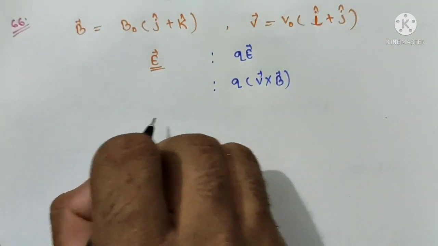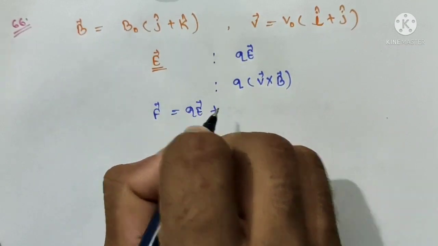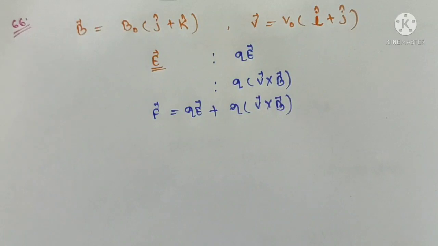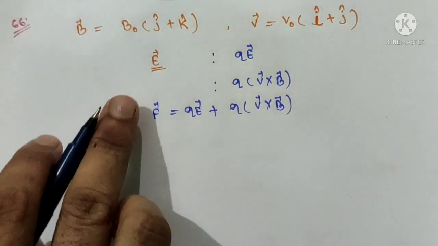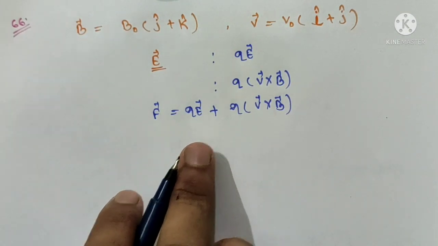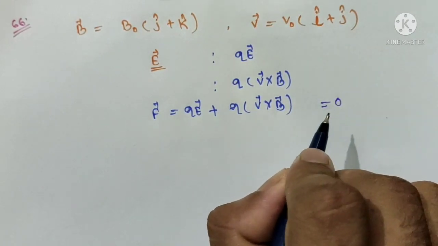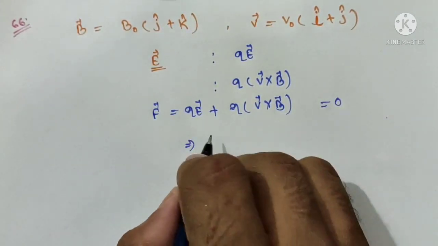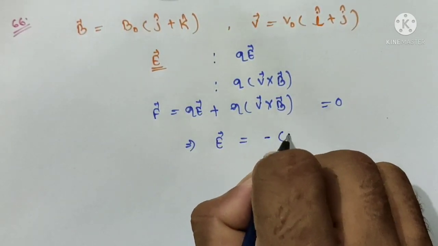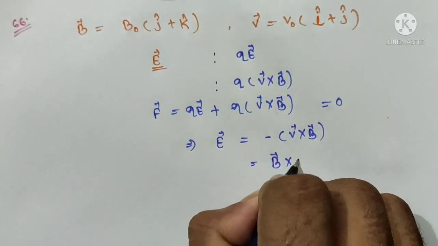So the total force on the charged particle will be qE plus qV cross B. Now we have to find the electric field at that point where the charged particle experiences no force, that is, the total force is equal to 0. So from this expression, the electric field equals minus V cross B, or B cross V.